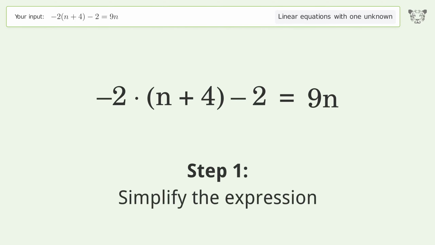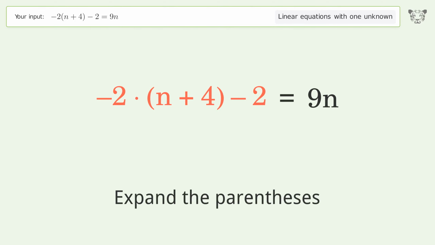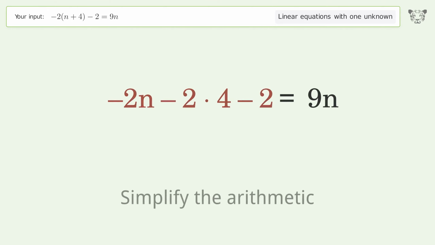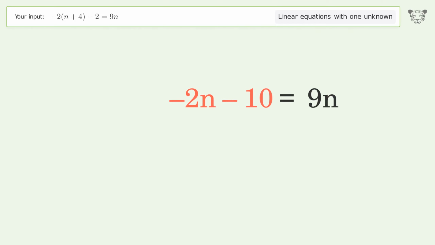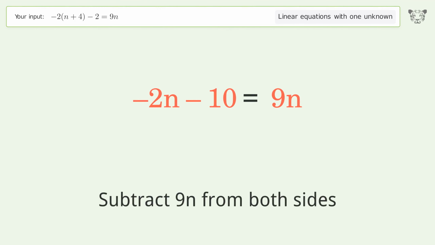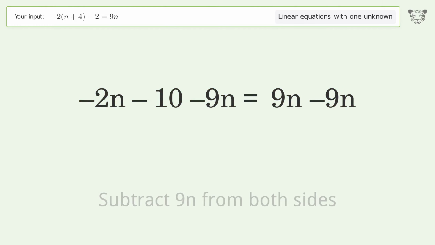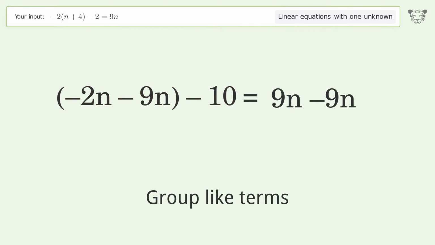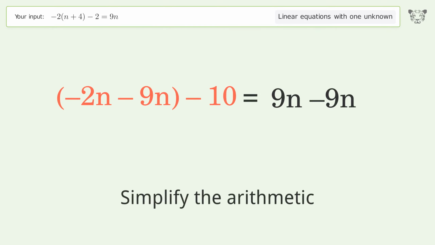Simplify the expression. Expand the parentheses. Simplify the arithmetic. Group all n terms on the left side of the equation. Subtract 9n from both sides. Group like terms. Simplify the arithmetic.